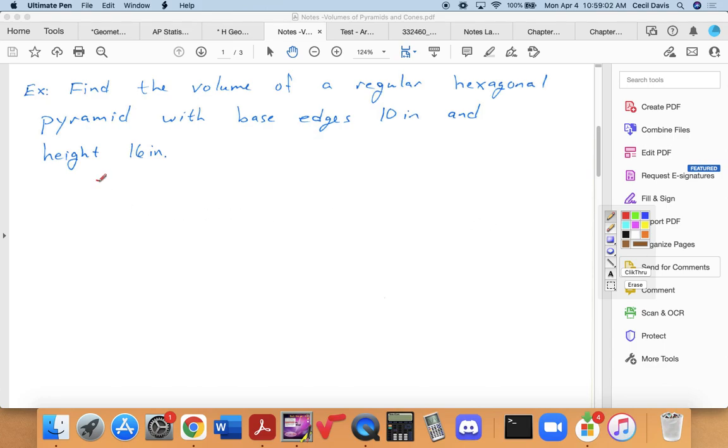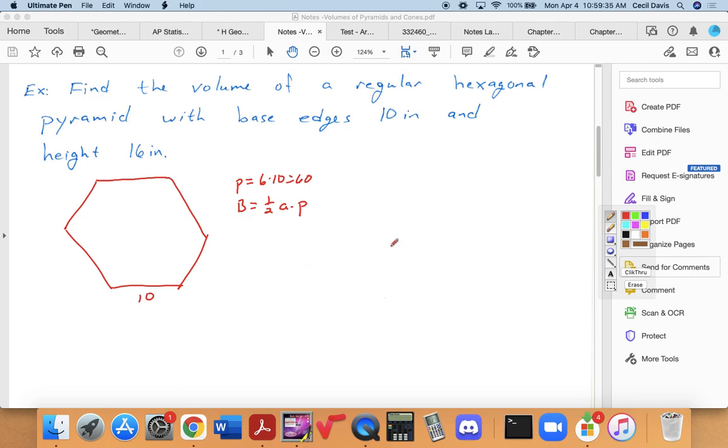So, the base is a hexagon. On all these problems, I deal with the base first. The base edges are 10 inches. So I know the perimeter of the base is 6 times 10, which is 60. To find the area of the base, what formula will we use? 1/2 A times P. And A stands for what? And P stands for?